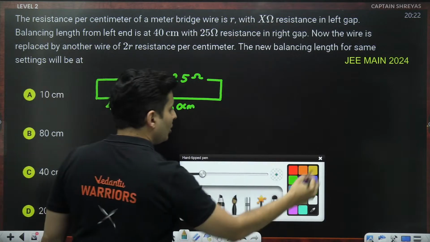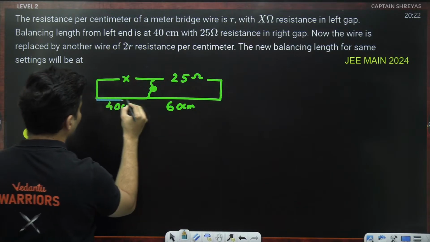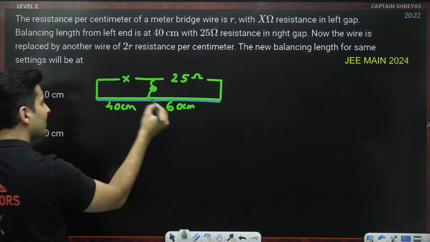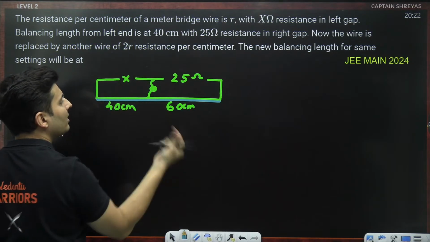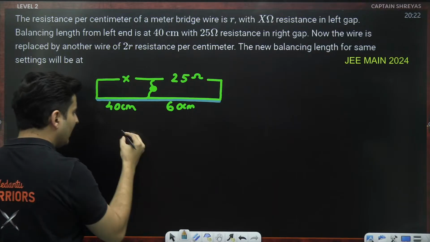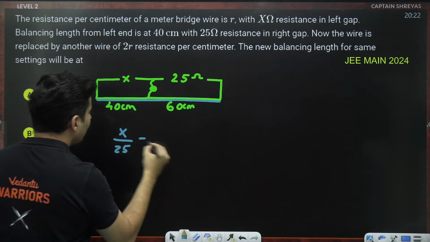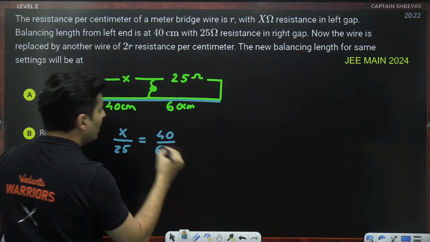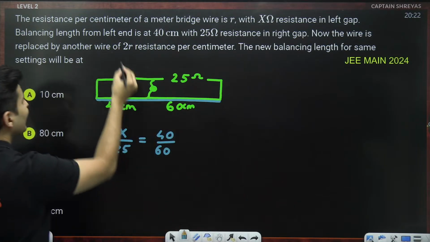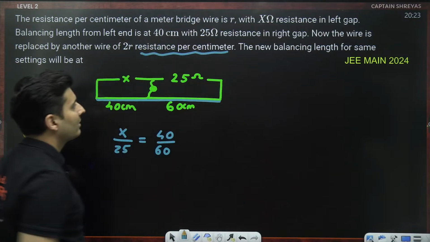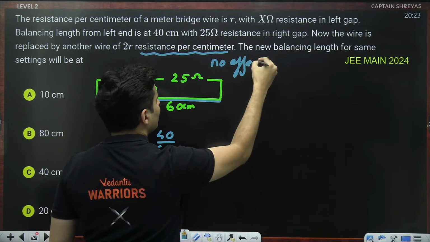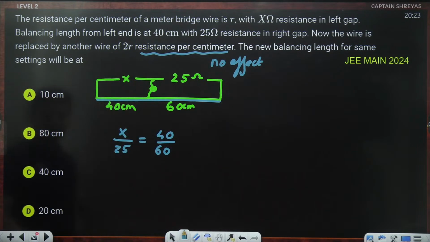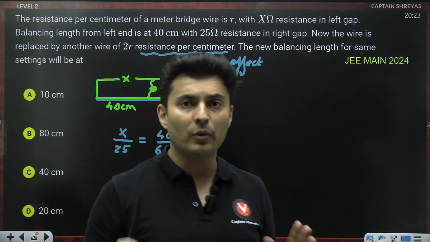Now, if you change the resistance per unit length to something else, from R, you make it something else, this ratio won't change. How will resistance per unit length matter? It doesn't matter, because at the end of the day, X by 25 will still be 40 by 60. Nowhere in this equation you use resistance per unit length. So this has no effect in the solution of the problem. So even the balancing length won't change. Hence the answer will still remain 40 centimeters.